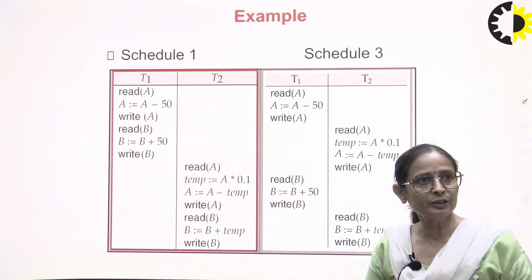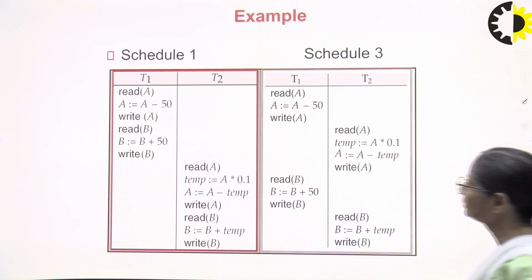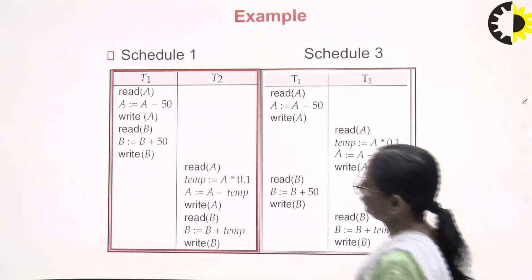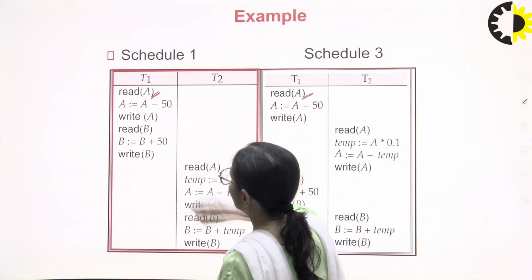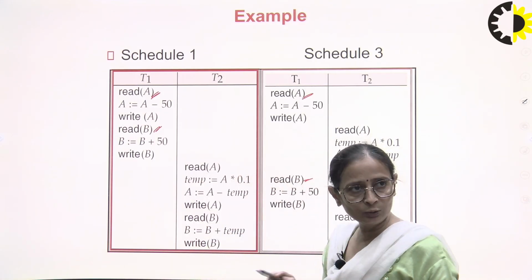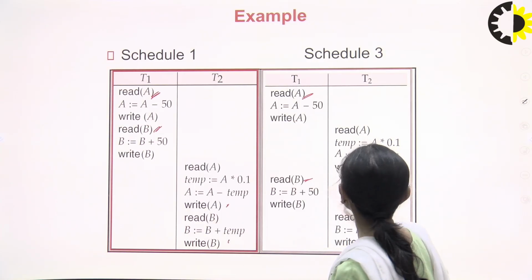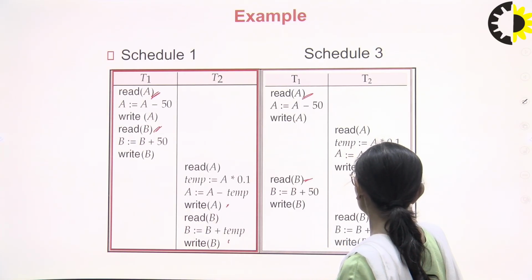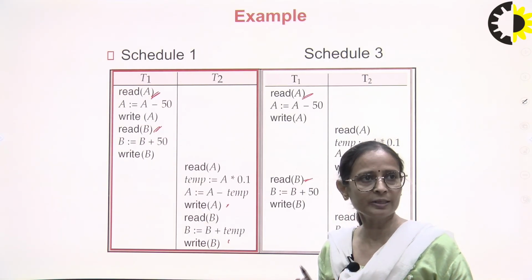Here we are having schedule 1 and schedule 3. Let's check the very first property. Initially A is satisfied, initially B is satisfied. Now look at the final write being done by T2, and here also the final write is being done by T2. So the first and last properties are satisfied.